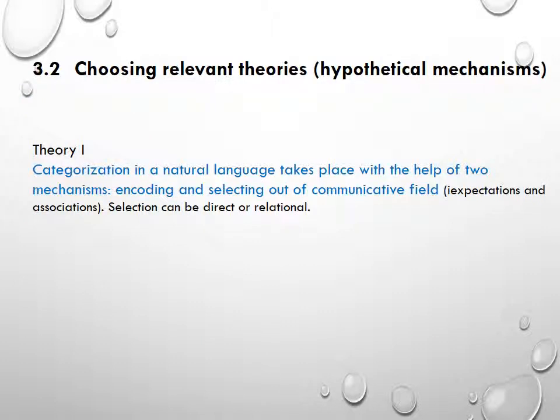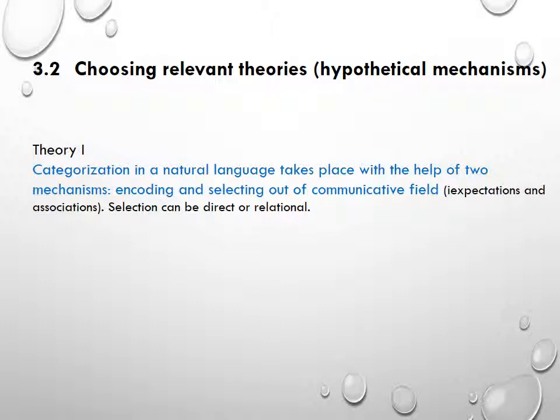To explain why the ordering of adjectives just described is favored, first let me introduce two linguistic theories, one that models the process of categorization, the other that describes the mechanism of linguistic self-organization and self-regulation. So, on to theory one. Categorization in natural language takes place with the help of two mechanisms, encoding and selecting out of communicative field, that is, expectations and associations coming to one's mind during the processing of language.